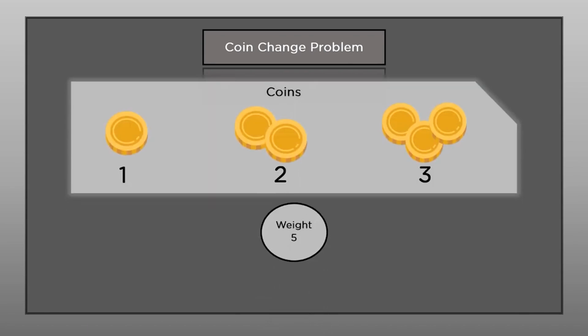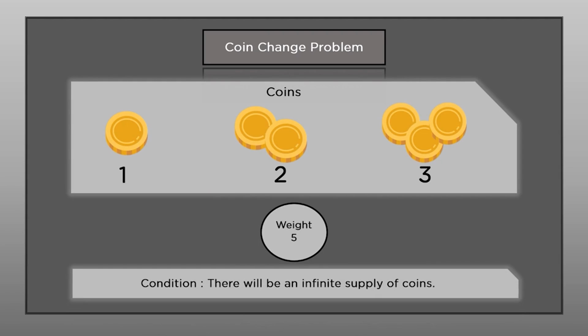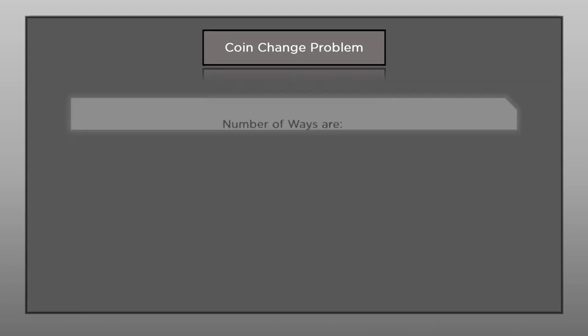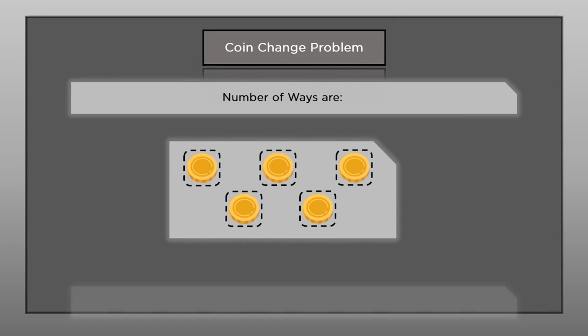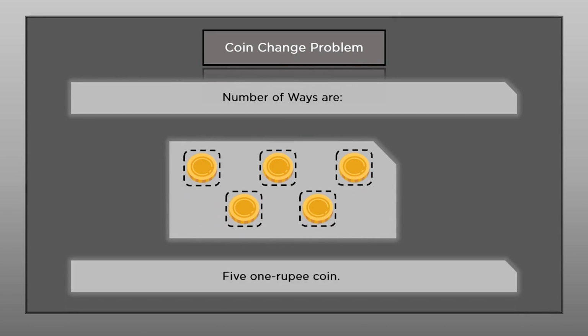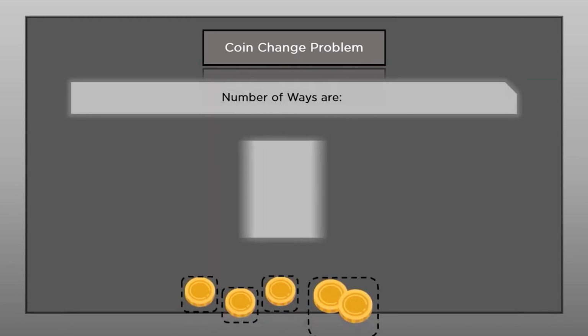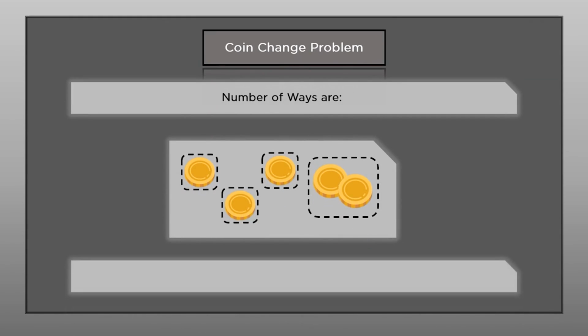The denominations of the coins are 1, 2 and 3, and 5 is the weight. So how can we achieve a weight 5 with 3 coins? There are a number of ways to do this. First, we will need 5 1 rupee coins. The second way to make 5 is to use 3 1 rupee coins and 1 2 rupee coin.